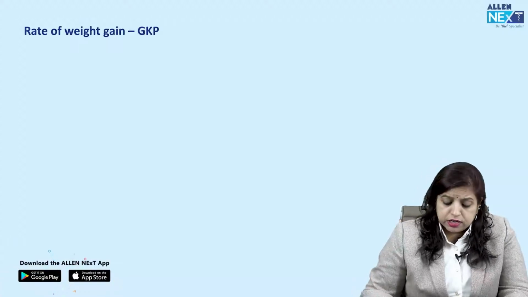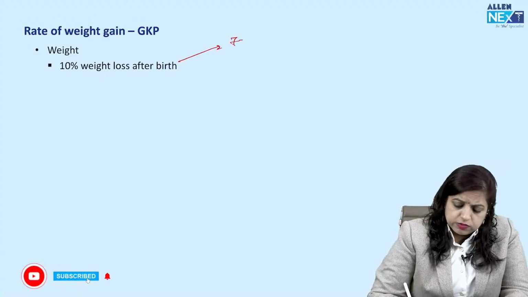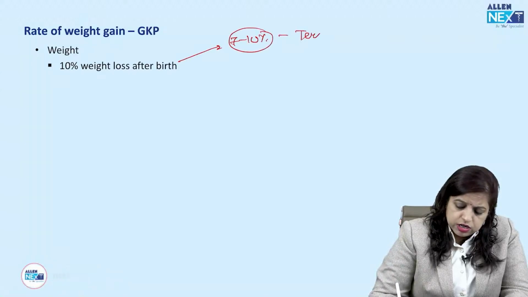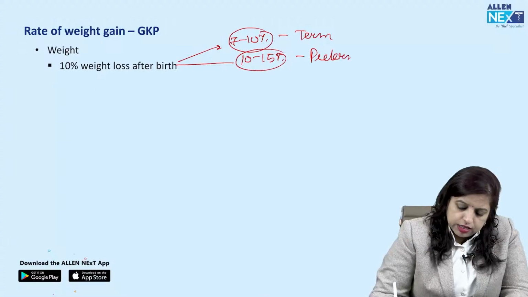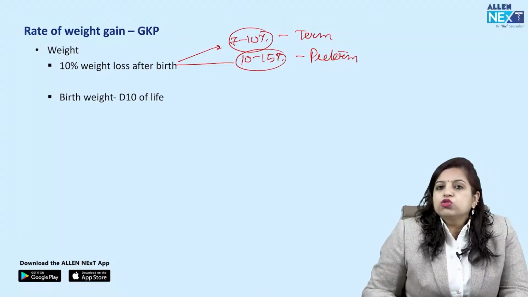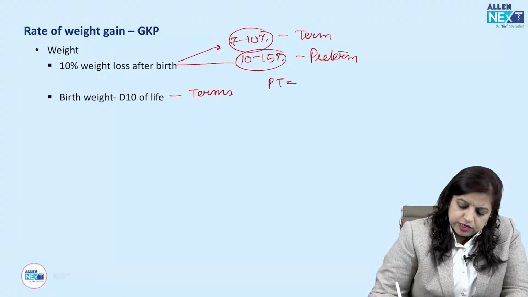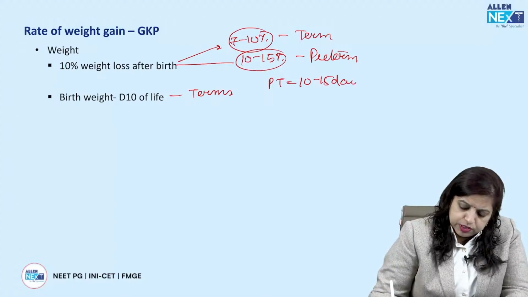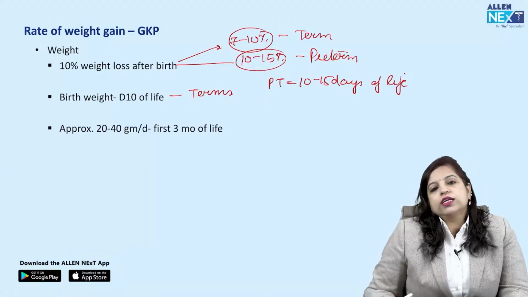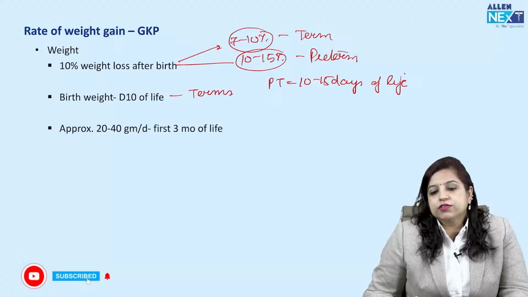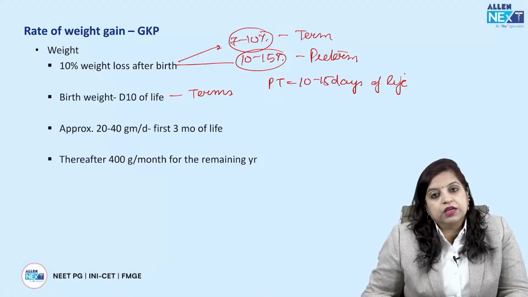How does the weight gain occur? We know that 10% weight loss occurs after birth. If we have to write the range, it is 7 to 10% for term children, and for preterm, it is going to be 10 to 15%. Remember that, right? Birth weight is usually regained by day 10 of life in term children, and if somebody asks you about preterm, then the birth weight is regained by 10 to 15 days of life. Then approximately, as we just saw, there is a 20 to 40 grams per day increase in the first 3 months of life, and thereafter it is 400 grams per month for the remaining year, right?